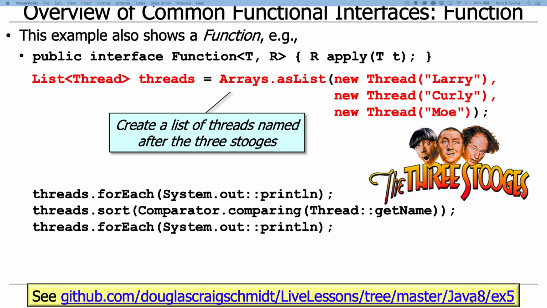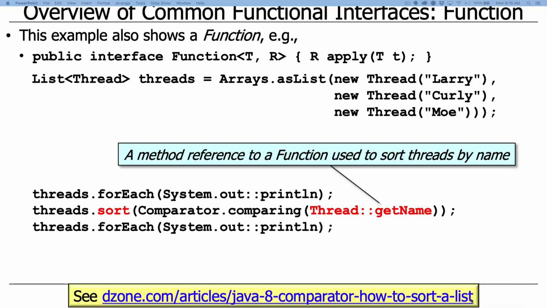So we're going to sort them by using the comparing method of Comparator using Thread::getName to sort the threads. And we'll talk more about getName. getName is just a method that gets the name of a thread and returns that.